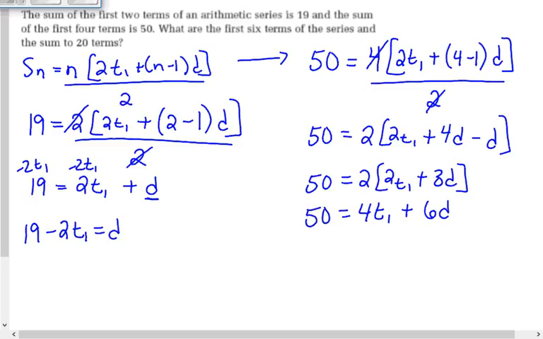So now what we need to do is take this equation here and substitute this in for d in the second equation so we can solve for our t1. So I'm going to do that on the next page. So we have d equals 19 minus 2t1. And then we had 50 equals 4t1 plus 6d. Okay, and that was just from the previous page.